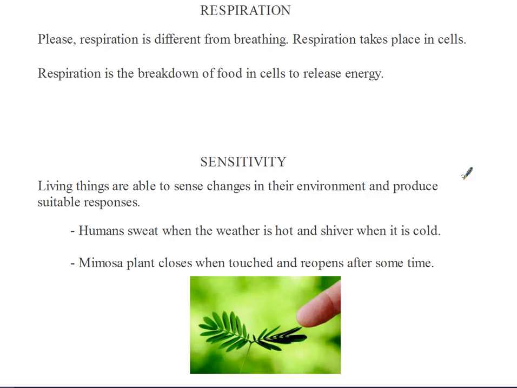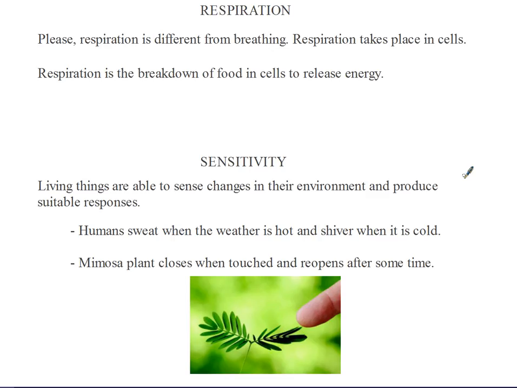Secondly, respiration. Please, respiration is different from breathing. That is very important. Now, as a kid, I also had days where I confused breathing with respiration. But respiration is different from breathing. Let's take note. Now, we breathe in to take in oxygen. We breathe out to bring out the carbon dioxide. Now, when this oxygen goes in, that is where respiration is going to take place.